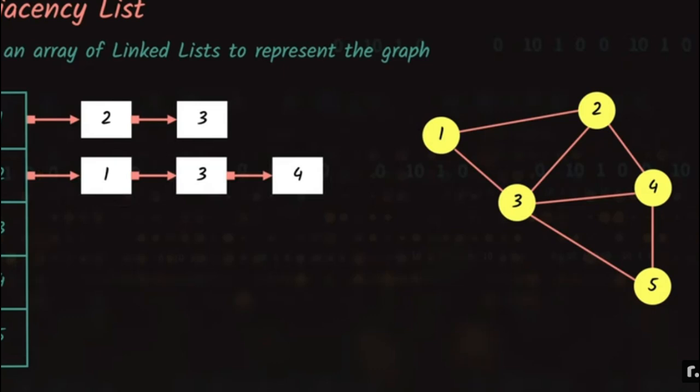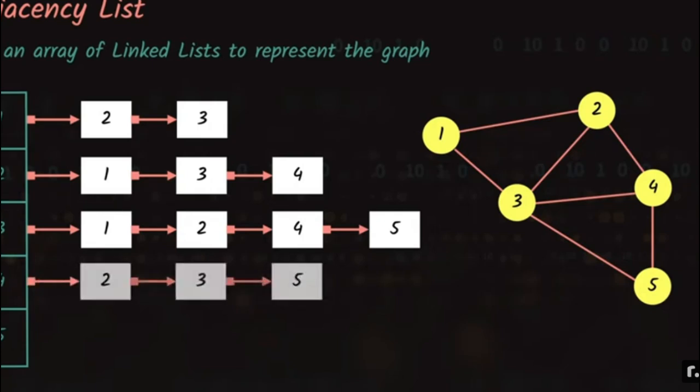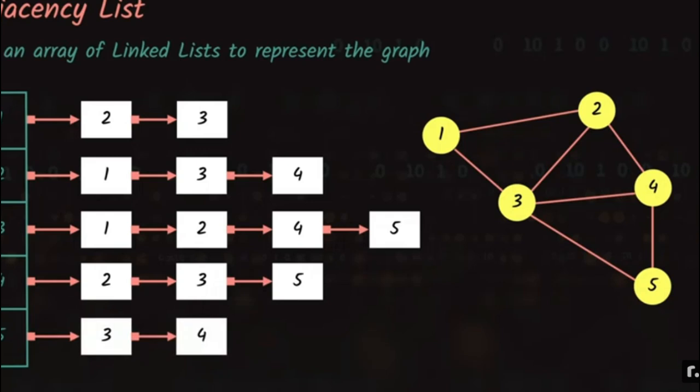the index 2. Next we have 3, which points to nodes 1, 2, 4 and 5. So we will create a linked list with 1, 2, 4 and 5 and put the address of that in the index 3. So next we have 4, which points to 2, 3 and 5. So again we'll create a linked list with 2, 3 and 5 and we will put that into the index 4. And finally we have the node 5, which points to 3 and 4. So we'll put the linked list with 3 and 4 into this node. And that is how you represent a graph using adjacency list.